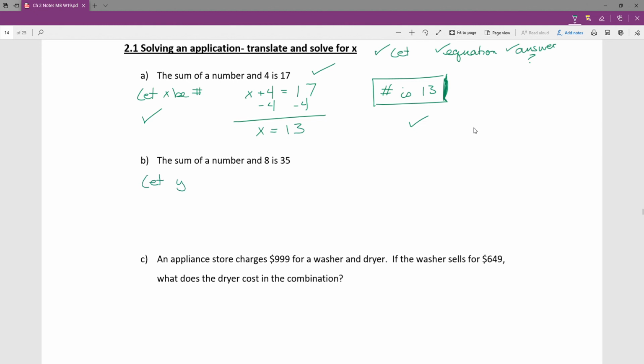So B says the sum of a number and 8 is 35, so let, I'm going to say y be the number. Doesn't matter what letter you choose. So the sum of y and 8 is 35. We've got our second mark for that. We're going to solve for y by subtracting 8 on both sides. So we get y equaling, what is that even? 27. Should have known that one. I froze up. So the number is 27.